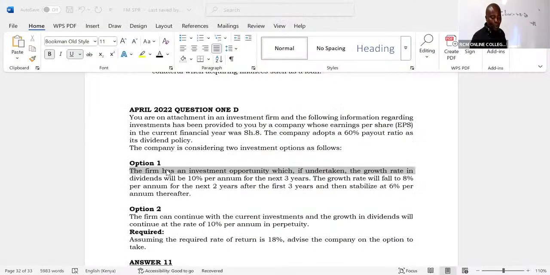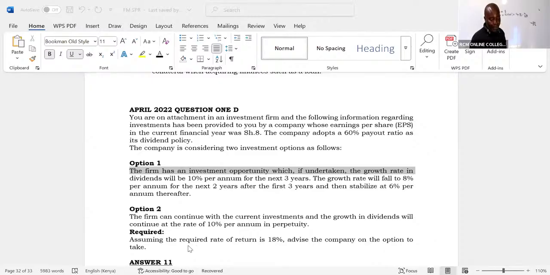All right. Then I don't want us to look at option 1 for now. I want us to look at option 2. I'll come back to option 1 after I finish option 2. So option 2, the firm can continue with the current investment and the growth in dividends will continue at the rate of 10% per annum in perpetuity. So required, assuming the required return is 18%, advise the company on the option to take.